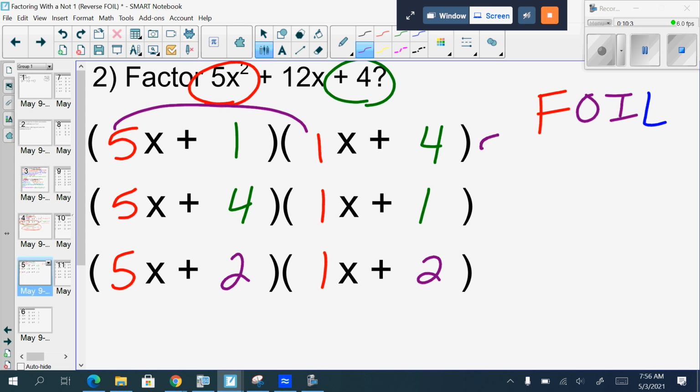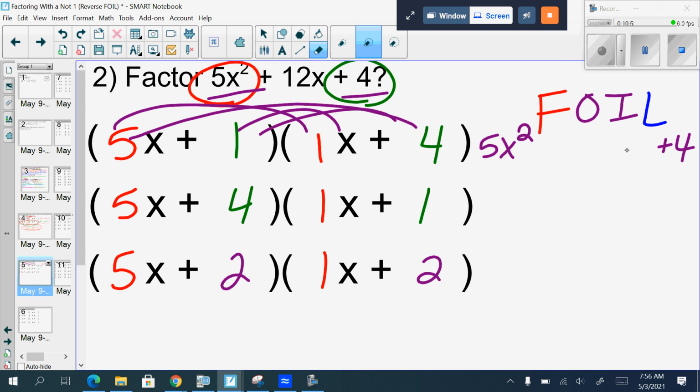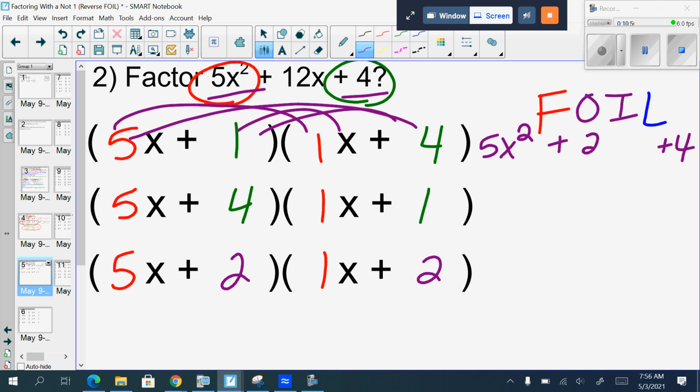5x times 1x gives you 5x squared. Outer gives you 20x. Inner gives you 1x, and then last gives you 4. We already know first and last are going to work, right? Because we set it up that way. But the outer and inner, 20 plus 1, it's going to give us 21x. That's not what we're looking for. So we know that the first one is not the right answer, okay? So keep going until you find the right one.